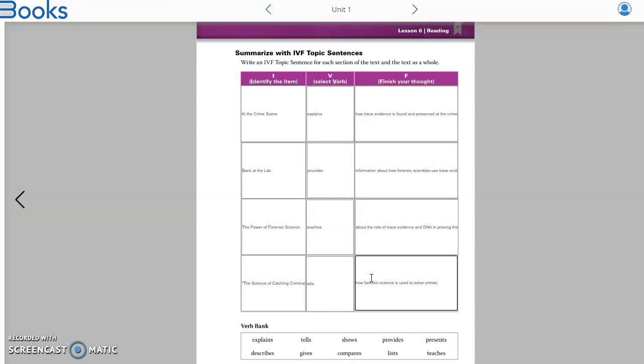When you're done with this page, make sure you submit it to me. Either make a picture, take a picture, or submit it using the ebook. Thank you.